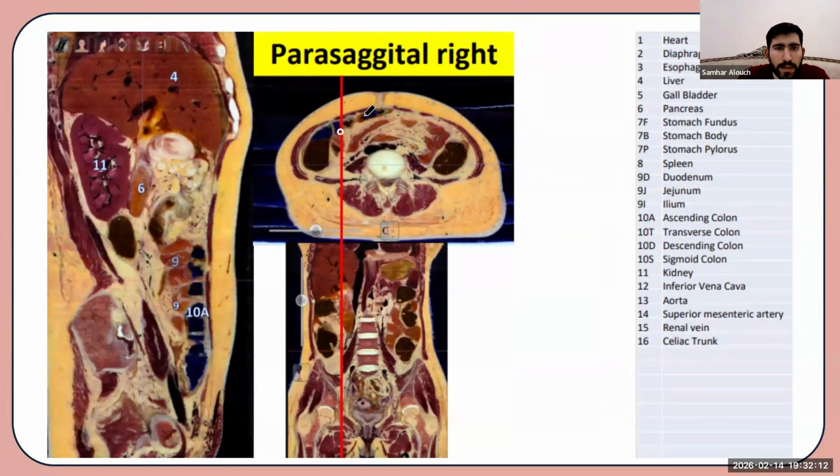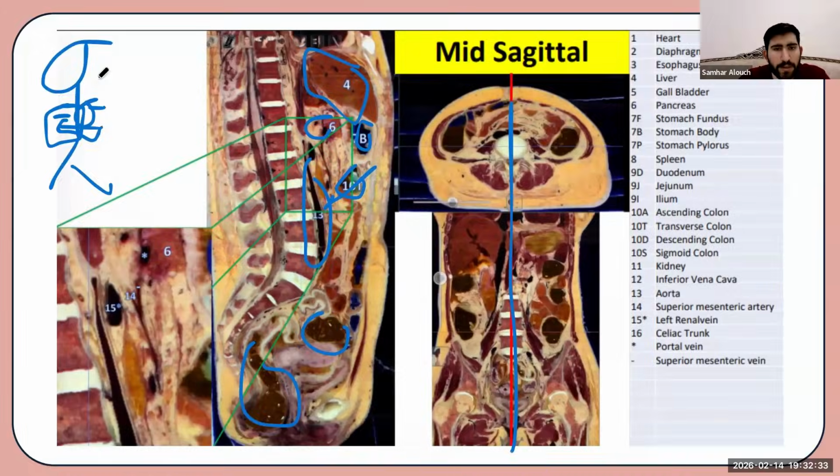Finally, we have the right side. On the right side, we will have liver, we will have colon, we will have kidney, like part of the pancreas, part of the duodenum. So we'll have a big part of the liver, big part of the kidney, part of the small intestine, and so on. They will probably ask you about this. By the way, they don't ask usually about sagittal section.